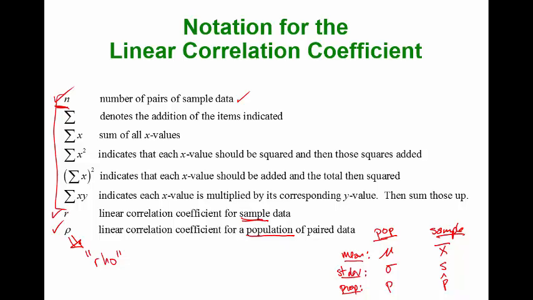And so our correlation coefficient is going to be rho and r. So notice how I wrote this rho a little bit different from the p, and that is the Greek letter rho.